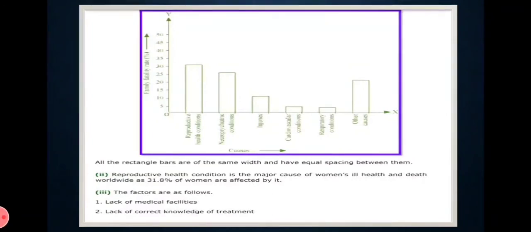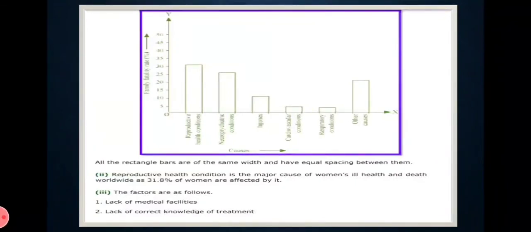Then again for the next cause it is 4.3, so you can select between 0 and 5, and for the last cause it is 22. So we have to select between 20 and 25. After 20 you have to select 4 lines, that will become 22. In this way you have to represent the bar graph of the given question.